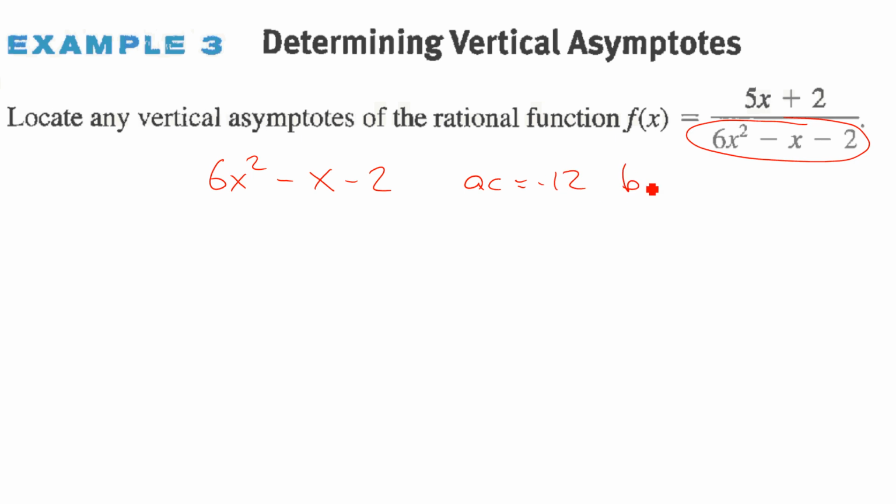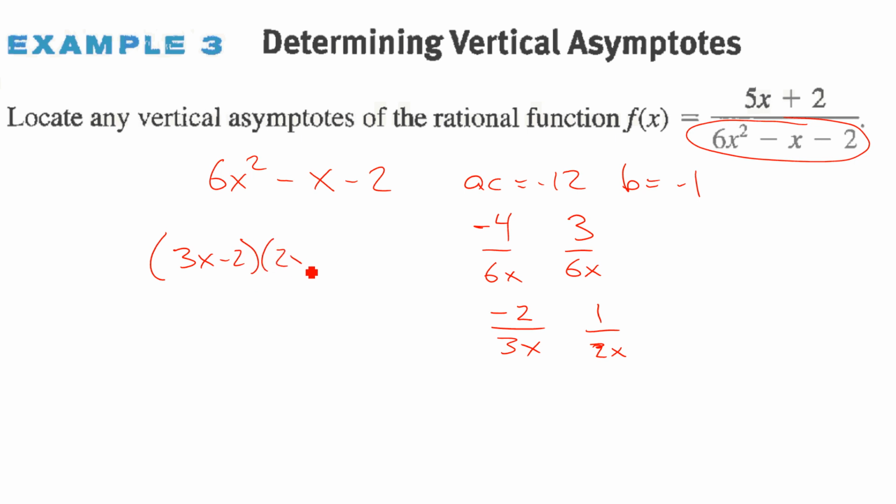And our B is -1. So what gets us to -12? About 4 and 3. And to get to -1, we would need the 4 to be the negative. Let's put this over 6x. And so this reduces to -2 over 3x, and this reduces to 1 over 2x. And so we have 3x minus 2 and 2x plus 1.